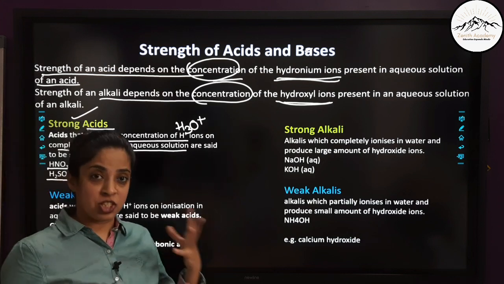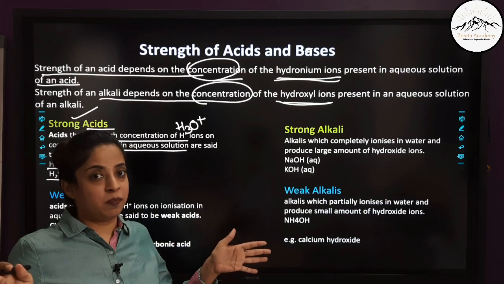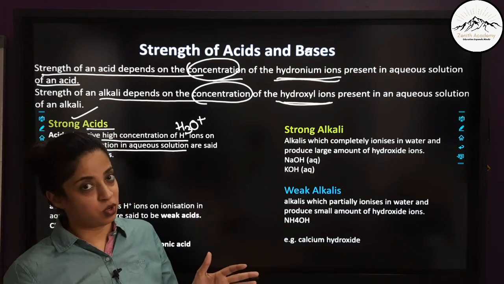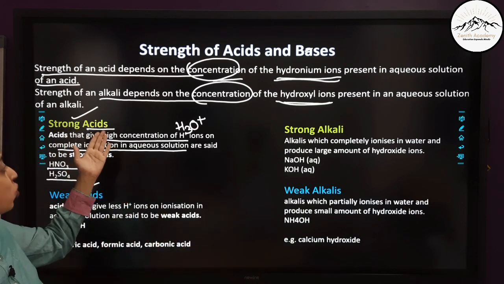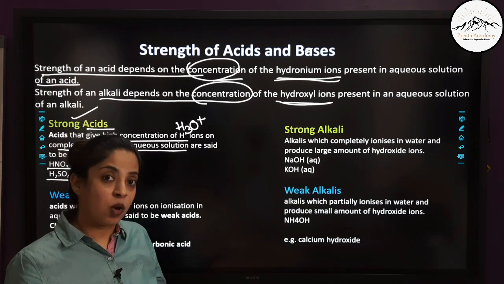If you take HNO3 and dissolve it in water, it dissociates completely. So after dissociation, there will be only ions in the solution. These are called strong acids, which give a lot of H3O plus ions in the aqueous solution.